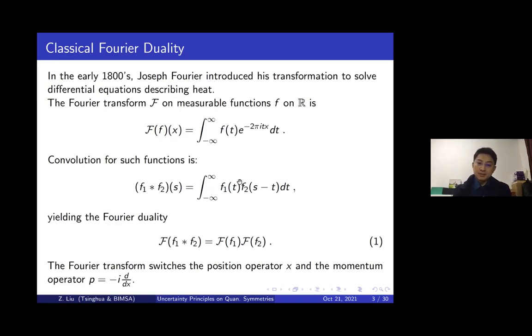Another important fact is that the Fourier transform intertwines two operators. One is the position operator, which multiplies the function by x, and the other is the momentum, the first derivative. The Fourier transform intertwines the two, and that's the fundamental idea for solving differential equations. We change the differential equation into polynomial equations, and then we understand it much better.